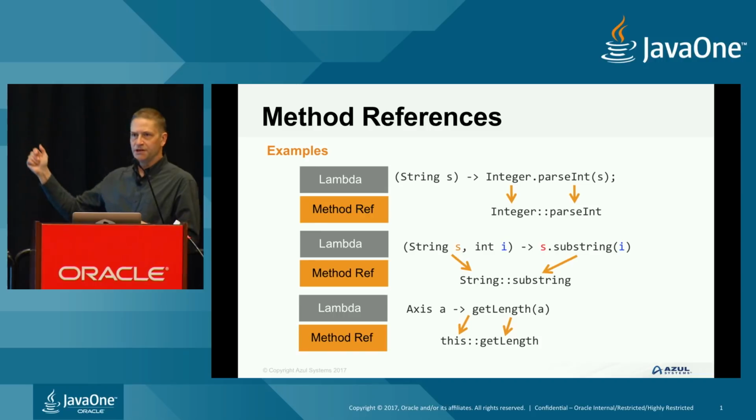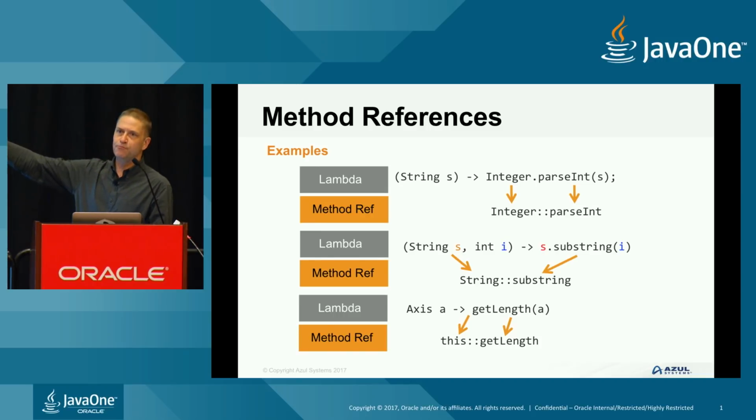So the first, calling a static method, we've got String s as our parameter, and we're calling Integer.parseInt on s. So very simple, we can convert that into a method reference by saying Integer double colon parseInt. The second one is where things are a little bit more complicated. So we've got String s and we've got int i as parameters. And what we want to actually do in the body of the Lambda expression is say s.substring(i). And we can convert that into a method reference by using String, because that's the type of the first argument, s, and call substring on that, which will pass i as the parameter to the call.